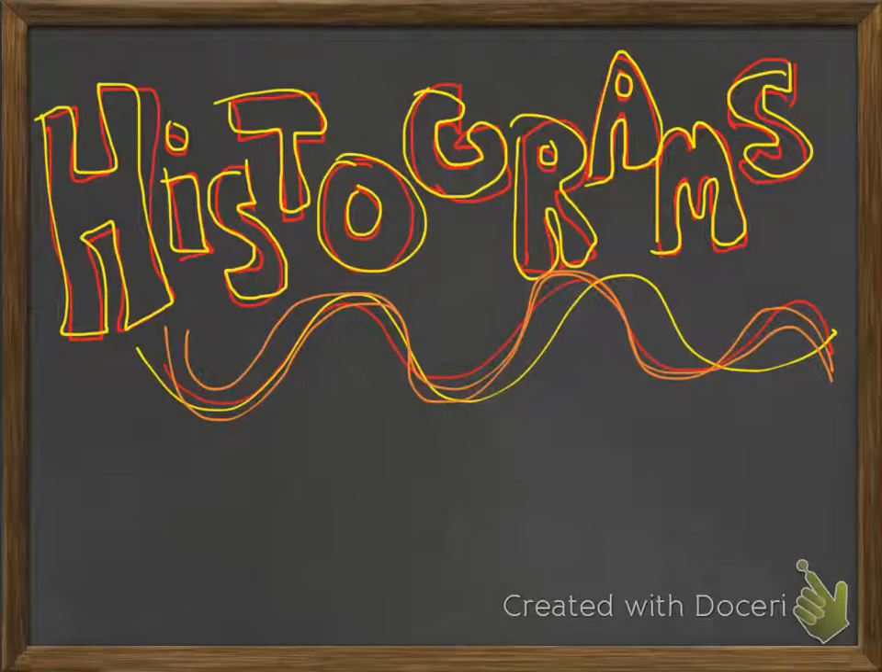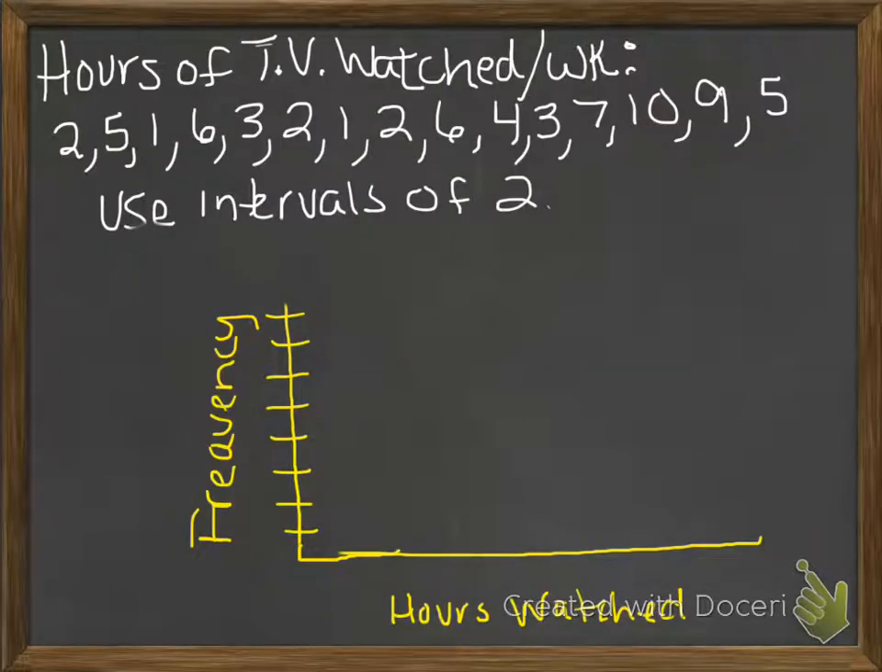Hey everybody, we're going to talk about histograms. A histogram is just another way to represent data. It's very similar to a frequency table. We're going to start it off the exact same way that we start off the frequency tables, which is by ordering our numbers from least to greatest. So I'm going to go ahead and do that right now.